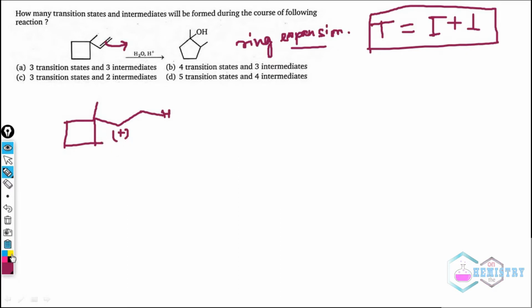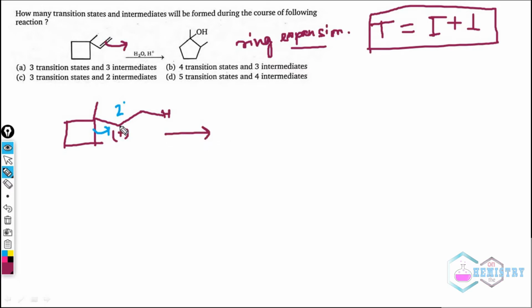Now this bond gets to that position. This is a 2 degree carbocation, and if the plus charge moves to this position due to this bond migration, this will be a 3 degree, hence the bond migration is preferable. Remember, the objective of any bond migration is always to form a more stable carbocation. If a more stable carbocation is not formed during bond migration, the bond migration will not occur.